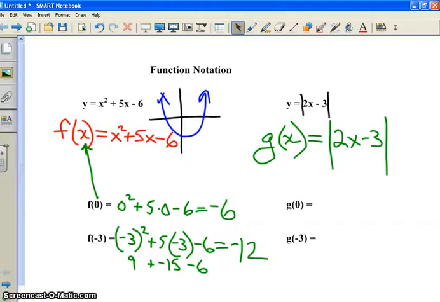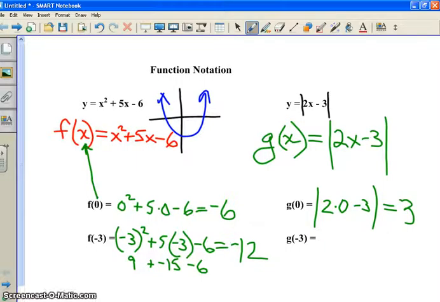We'll do the same thing for our absolute value function g. G of 0 means I'm plugging in 0 for x. So I'm doing the absolute value of 2 times 0 minus 3. 2 times 0 is 0, take away 3 is negative 3, and the absolute value of negative 3, or how far away negative 3 is from 0, is 3. So if x is 0, the output is 3.